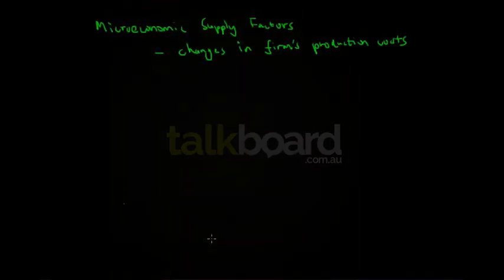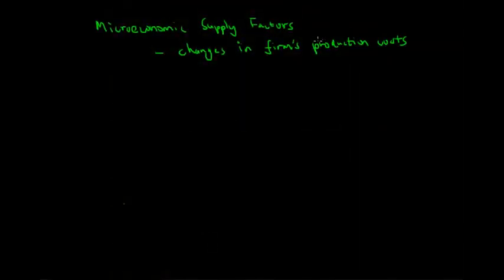So in this series of lectures on macroeconomic supply factors, we will be talking about how supply factors of certain markets can affect the equilibrium quantity traded or shift the supply curve of that market either left or right. Now the first supply factor we will look at is how changes in the firm's production costs can affect the supply of that firm.